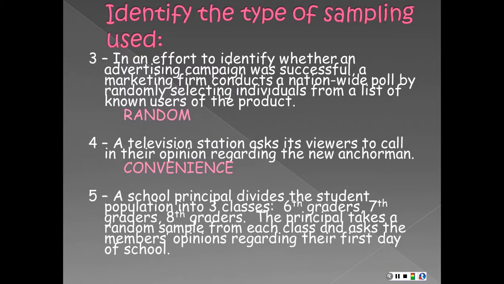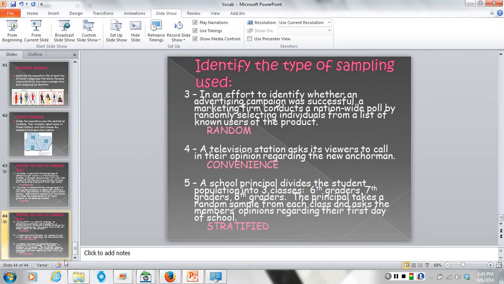And then if you divide the student population into 3 classes, 6th graders, 7th graders, and 8th graders, and then take a random sample from each class regarding the first day of school, that one is stratified because you subdivide and then you take a sample of each subdivision. So like I said, the two that are most confused are stratified and cluster. Stratified means you subdivide and then take a sample of each. Cluster is when you pick clusters and then do all in the clusters that you picked. So I just wanted to quickly give some verbal explanations for some of these vocabulary, because some of them are confusing if you just read the definitions.